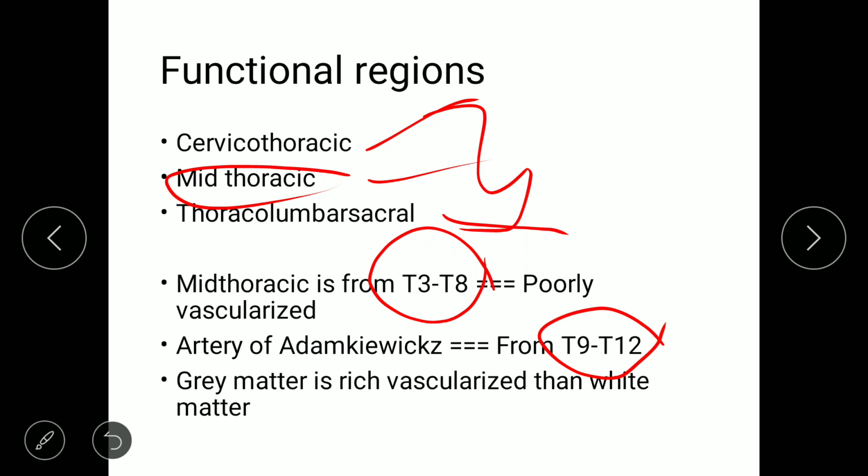Seldom does it arise above T9. That is, it will not be seen at the level of T8, T7, T6 and so on. Only between the regions T9 to T12. When compared to the white matter, the gray matter is richly vascularized.